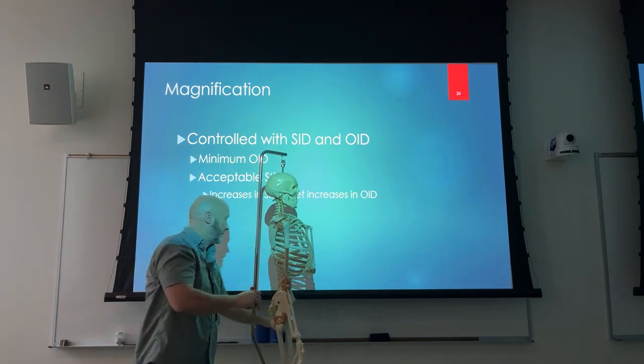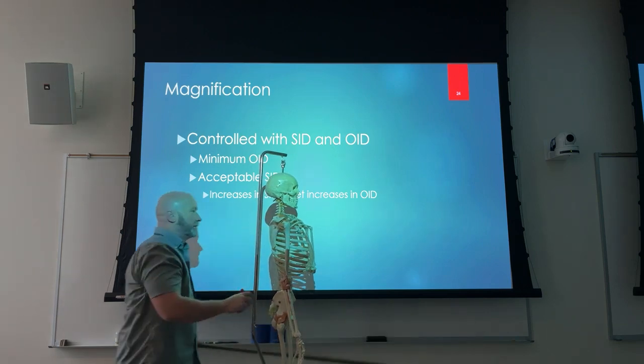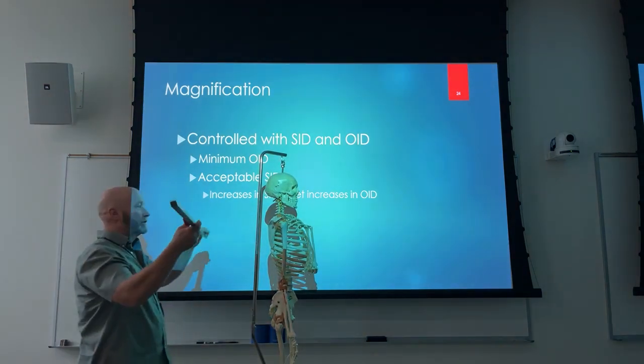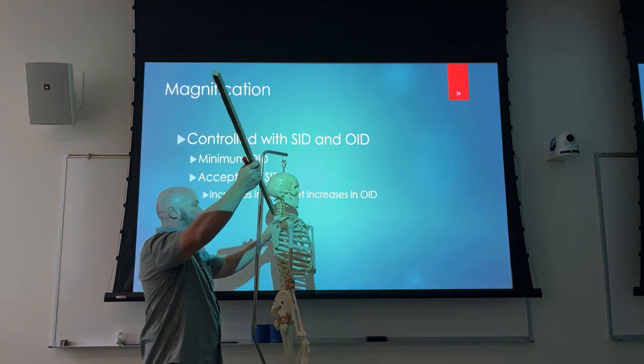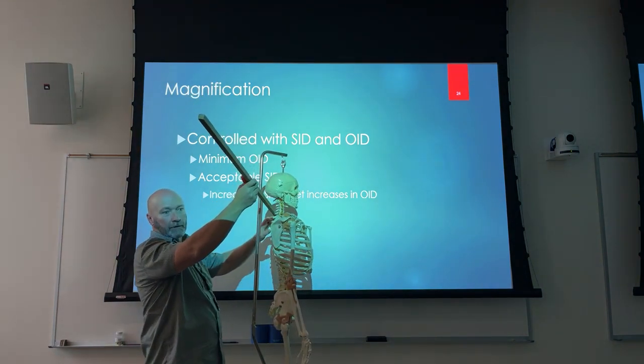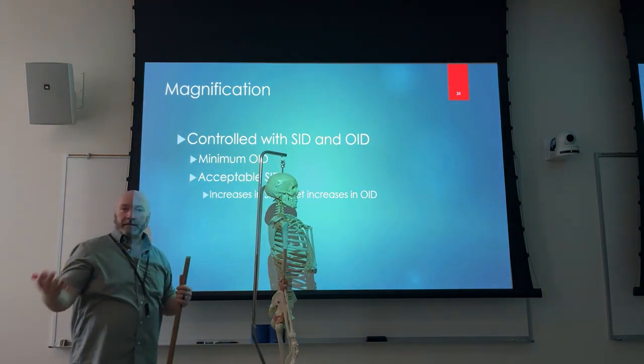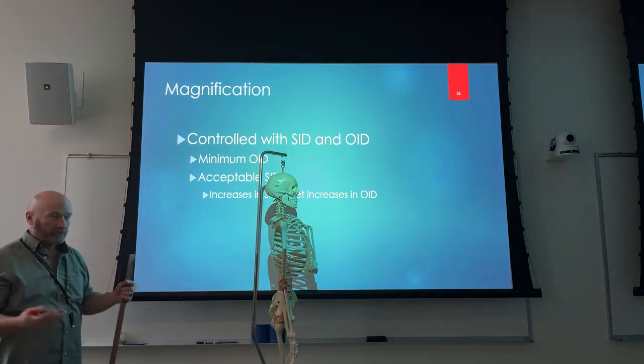But the problem that you run into with lateral C-spine is not just the magnification, but also because of the divergent central ray, you can project the lower portion of the C-spine into that downside shoulder, right? So what you need to see on a lateral C-spine is C7T1, right?